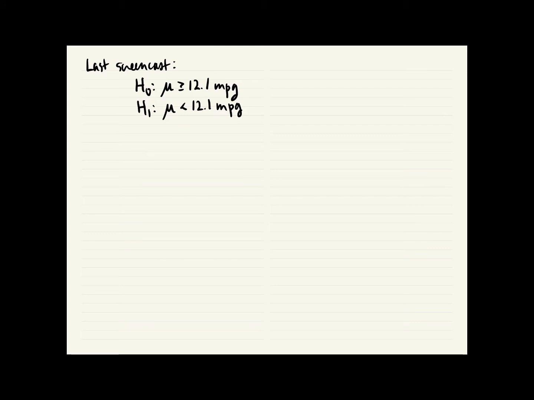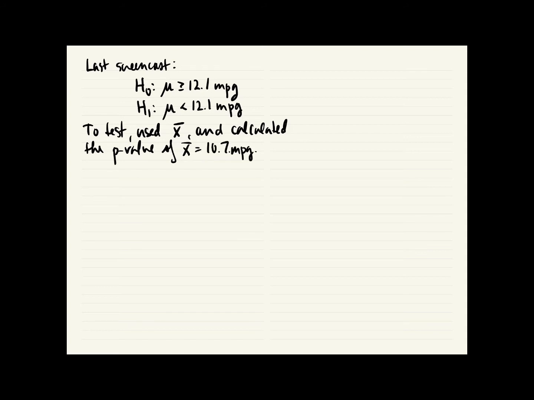To test this hypothesis, we used some data, and we used a sample of measurements and calculated its p-value. So in this case, I think X bar was 10.7 miles per gallon. When we calculated the p-value, we did it based on the alternative hypothesis.